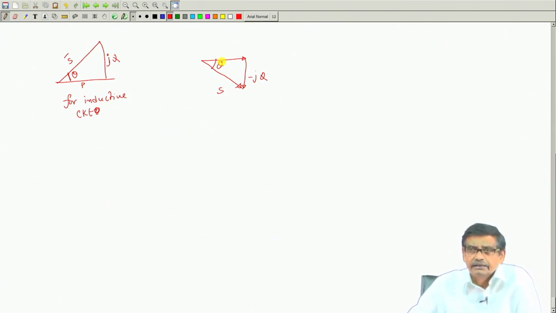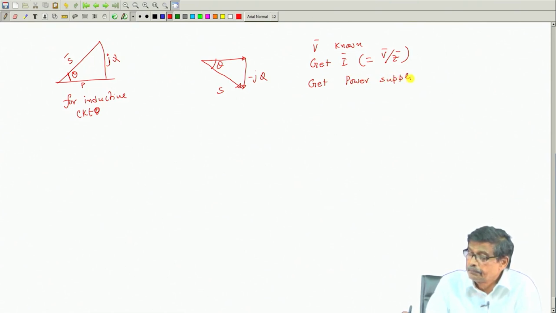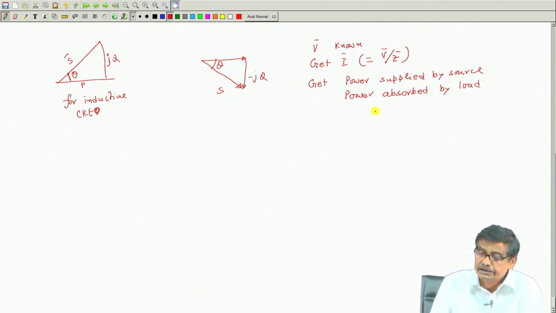By this time you know all these things, but the calculation steps will be as follows. V is known, get I using the relation supply voltage by Z. Then get the power supplied by the source, and power means the total power absorbed by the load. This is what we did in this calculation.